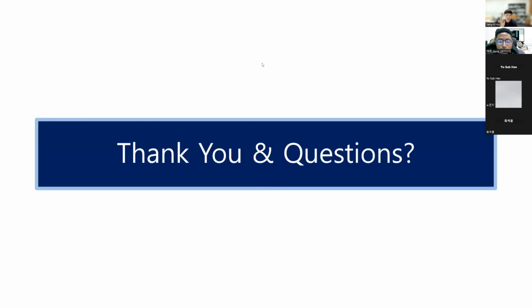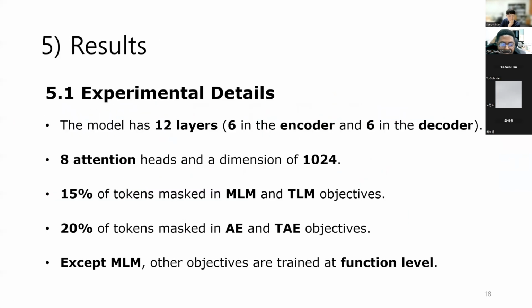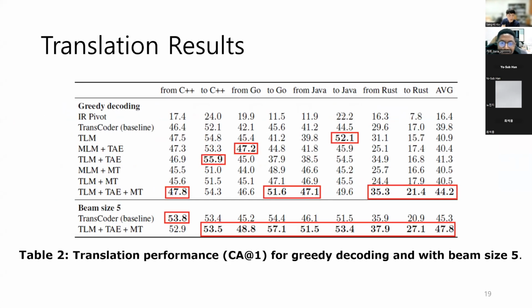So Gary, I raised my hand actually about 5 minutes ago. Sorry. No. So I have a question for Table 2. Table 2. Okay. This one? Yes. So what does that IR pivot mean in this table? IR pivot means it takes the IR representation of all programming languages.